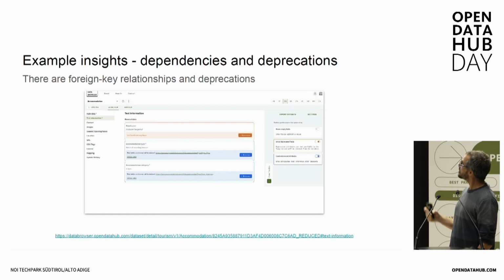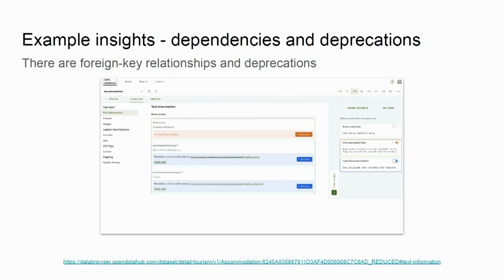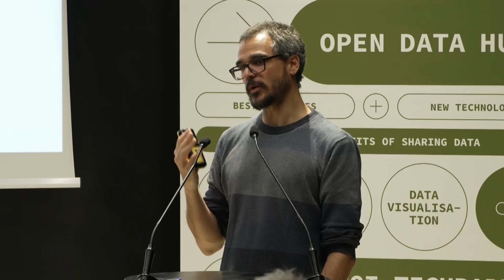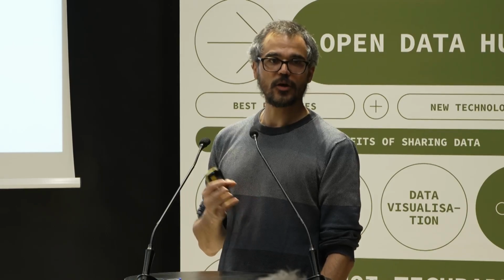So here's another example insight. Some data sets in the Open Data Hub rely on data that is stored in other data sets. As a data set, I refer, for example, to accommodations. That's a data set that contains all accommodation data from the Open Data Hub. And that data set, for example, has some references to other data sets, like the accommodation type or like location and so on.